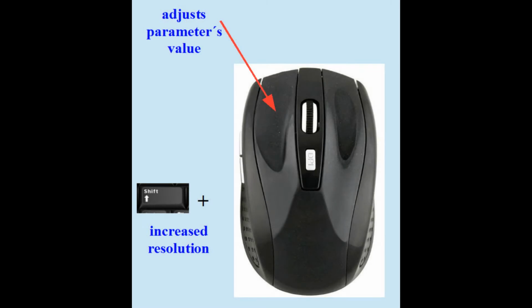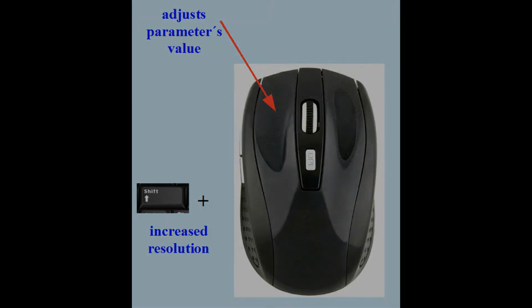Okay, it's time to know about some basic control functions. Left-clicking on a parameter and moving the mouse adjusts its value. Of course, what else? Shift plus left-click enables you to adjust the value more precisely as it works with an increased resolution. And I bet you'll use this increased resolution quite often.